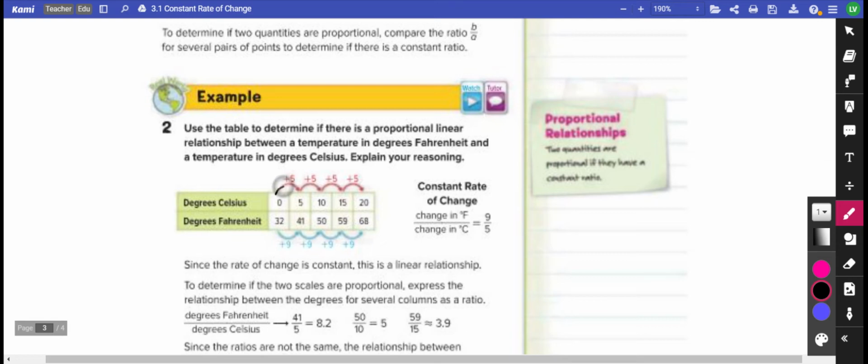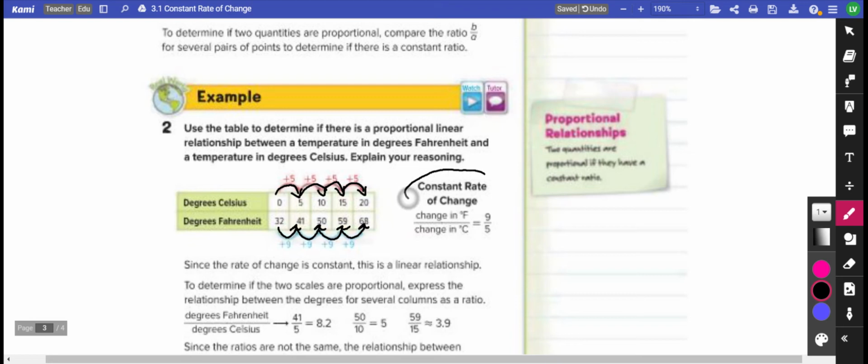So in degrees Celsius, 0 to 5, 5 to 10, 10 to 15, 15 to 20, you can see that you're going up by 5 each time. In Fahrenheit, it goes from 32 to 41, 41 to 50, 50 to 59, 59 to 68. We're increasing by 9 each time. So the rate of change is constant. This is a linear relationship because it has a constant rate of change.